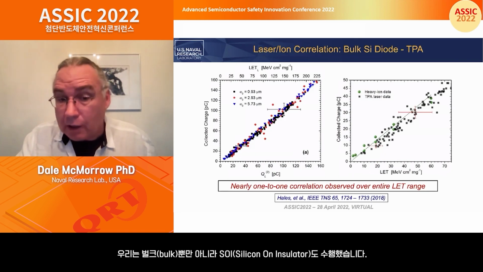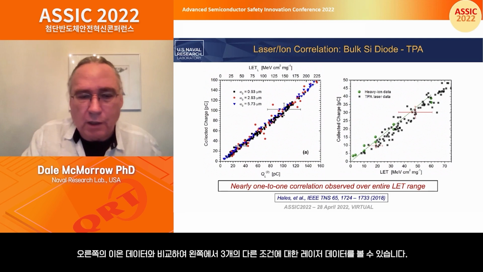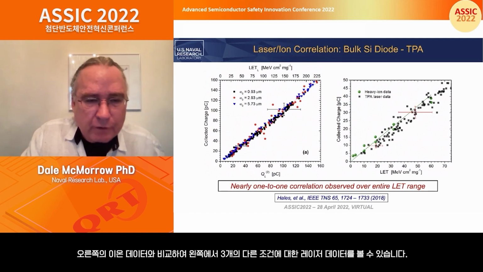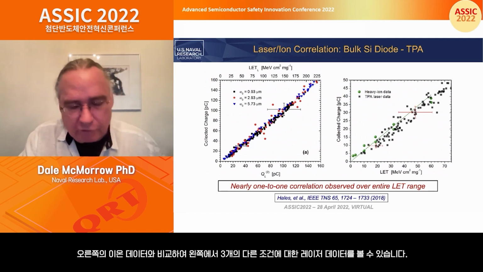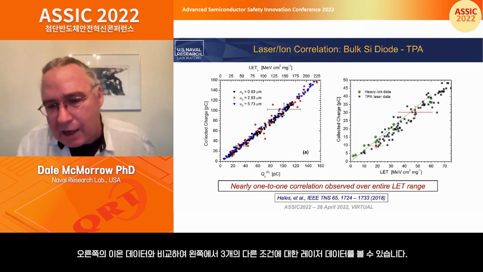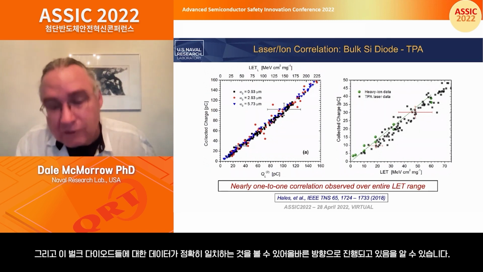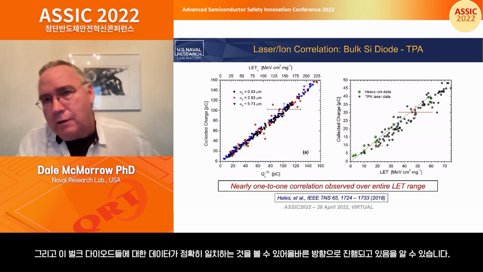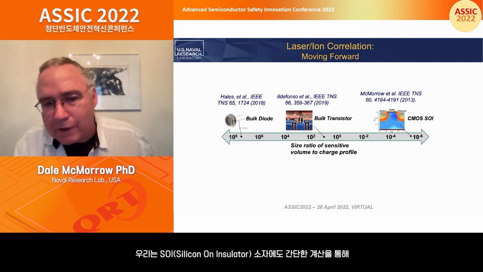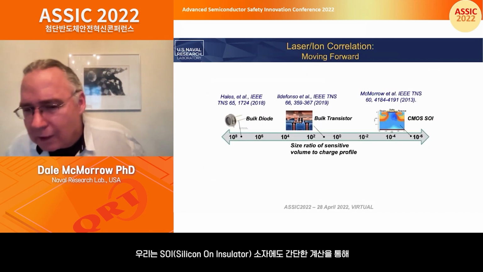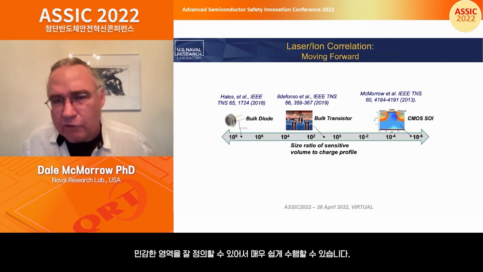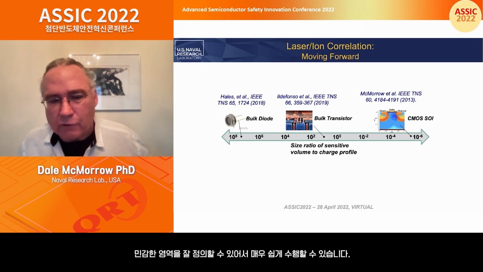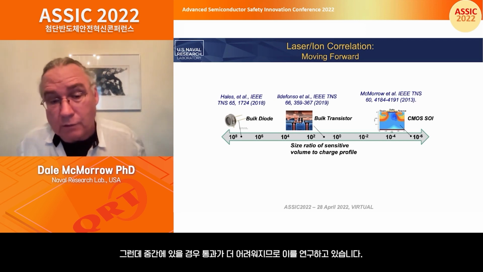This shows one example. This is on the bulk end. We've done SOI as well, but you can see laser data on the left for 3 different conditions compared to the ion data on the right, and you can see excellent agreement. So this is a step in the right direction, as I say. And this is for a bulk diode. We can very easily do the SOI end of things too. And the reason is because the sensitive volume is so well defined, we can do simple calculations. It gets more difficult in the middle though, and we're working on that.